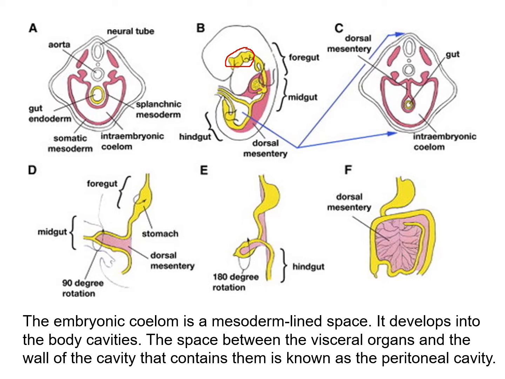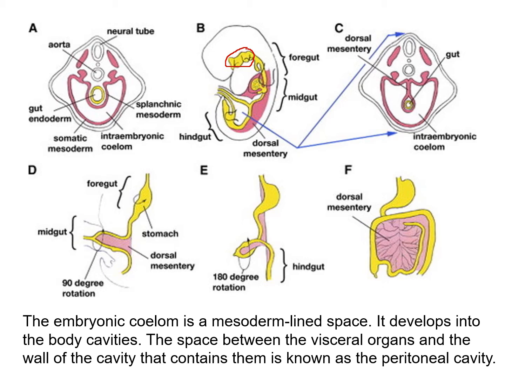inside of the coelom. Coelom, C-O-E-L-O-M, that is the body cavity. So we have, as adults, of course, we have a thoracic cavity that's divided into pleural cavities and the pericardial cavity. We have the abdominopelvic cavity. Those are all lined by cells that originated as mesoderm.